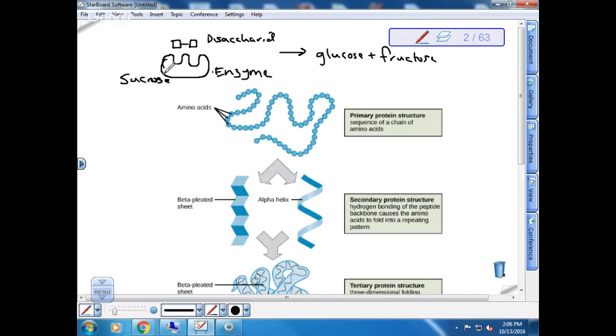We break it down, water is added, right? And then we get the products of glucose and fructose. Okay. So what was the dependent variable in that experiment? What were we measuring? Enzyme activity, but we couldn't really, how did we measure it? We couldn't directly measure enzyme activity, but how did we measure it? That's what we altered. But what did we measure at the end of the experiment? Yes. So we looked at the amount of glucose, right?